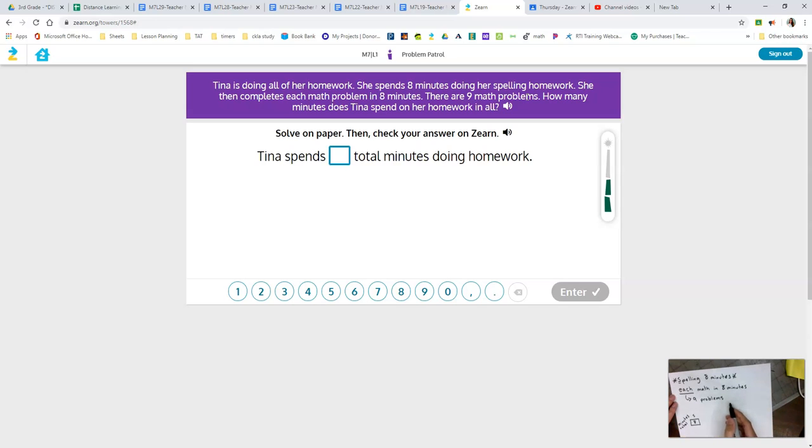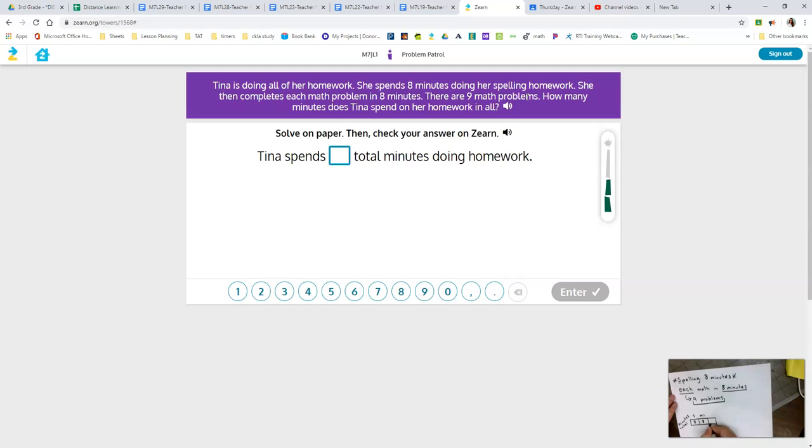Next, she spends another 8 minutes on each of the 9 math problems. So which number are we putting in the box? Well, we said that this tape diagram is going to represent the total minutes. So we need to put 8 minutes for each problem. So let's say this is math problem 1. That's 8 minutes. Is she done with her homework? No, because there is 9 problems altogether.